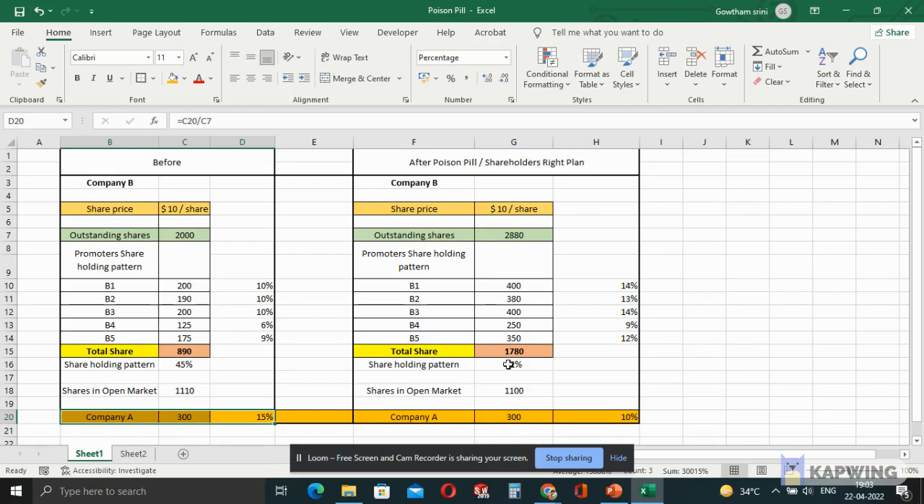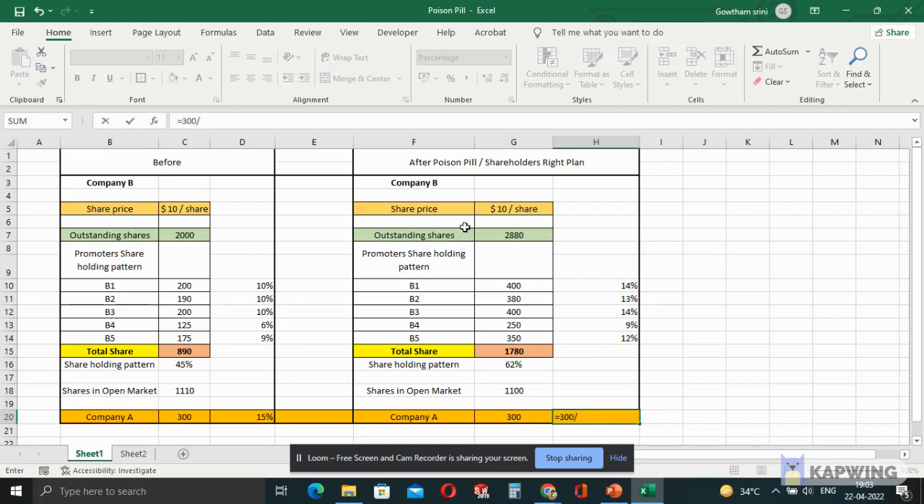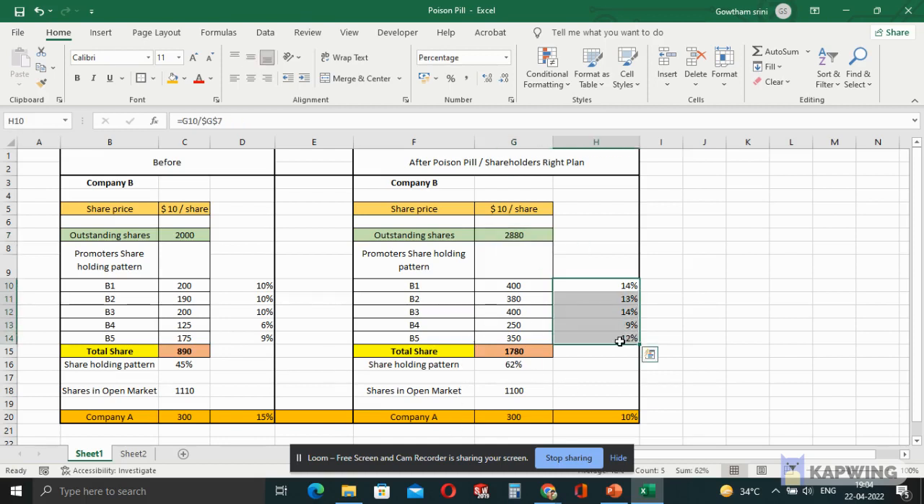Now what happens after that? The shareholding pattern of the promoters or owners becomes 62, whereas company A's 300 divided by 2880 remains only 10%. Earlier it was 15%, now it is 10%. Here 2000 shares become 2880 shares. How did that become 2880? The shareholders rights plan for B1, B2, B3, B4, B5 got triggered and their shares got doubled. So out of 890, an additional 880 was added here. Now these people become major shareholders, whereas company A becomes a minor shareholder.